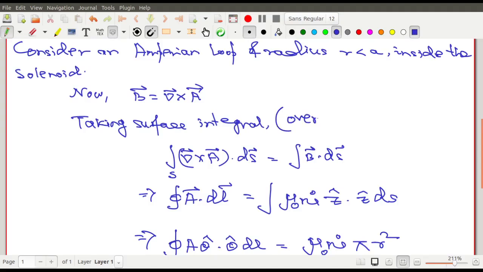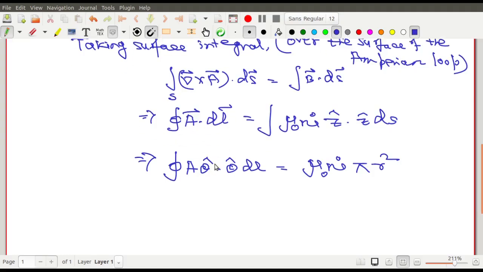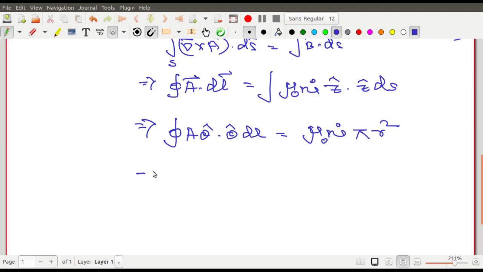কোন সারফেসের উপর? ওভার হুইচ সারফেস? ওভার দ্য সারফেস of the Amperian loop. You should make it clear, over which surface? Over the surface of Amperian loop. So that is why this line integral is definitely over the Amperian loop. এখানে সারফেসটা যদি Amperian loopের সারফেসটা হয়, তাহলে লাইন ইন্টিগ্রালটা কি? So then what is this line integral? This line integral is definitely the line integral of the Amperian loop. So that is what you write. So that's fine over here.